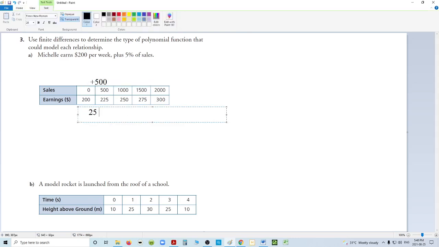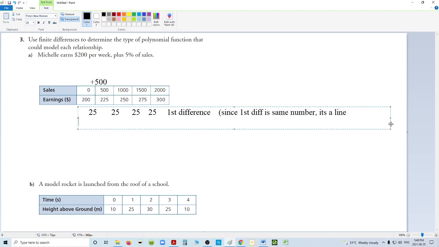This one's going up by 25. This one's going up by 25. This one's going up by 25. And this one's going up by 25. If you're first degree, this is called the first difference. So when you do your first difference, if they are all the same number, it is a line. Since first difference is the same number, it's a line.